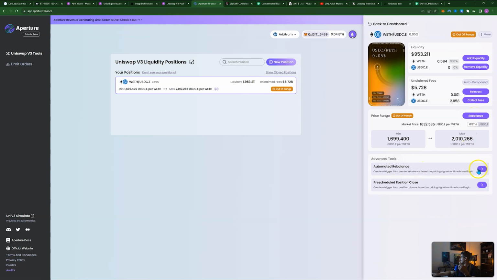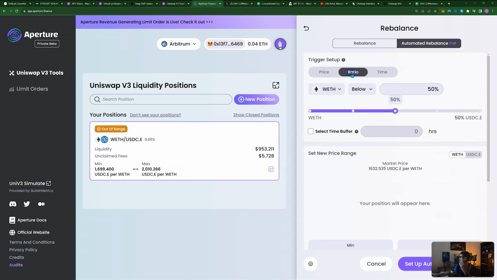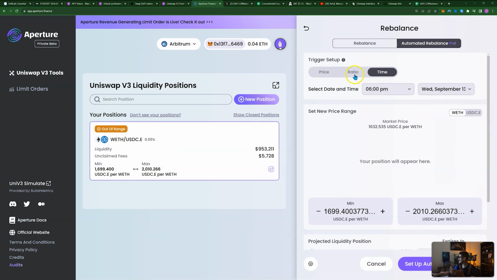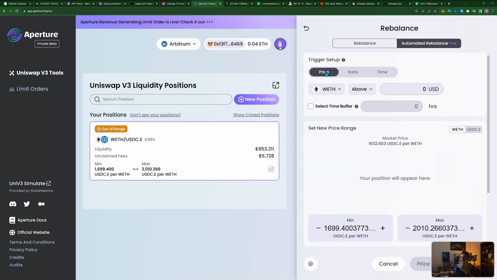So you go here to automated rebalance. You have the option of price, ratio, or time, right? You could set a certain time, and it could rebalance. The ratio is just stating what ratio your liquidity pool is between the two assets, and that's when it'll rebalance. And then you also have price, which is my favorite one to use because I like to use price to rebalance, and I find a specific price.